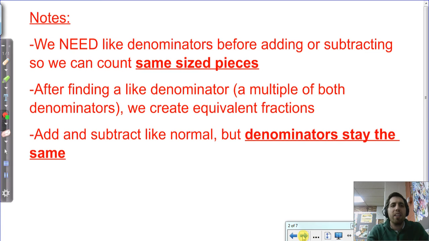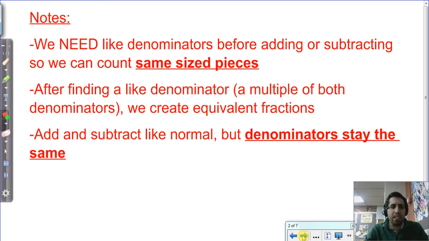Here we go. The notes you need today are that we need like denominators before adding or subtracting, so that we can count same size pieces. This goes back to the fact that whenever we've added or subtracted before, we've typically been adding whole units, and we just count them up because we expect all the whole units to be the same. But with fractions, we have things cut up into different size pieces, so if we're going to count them all up, they need to be the same size pieces.